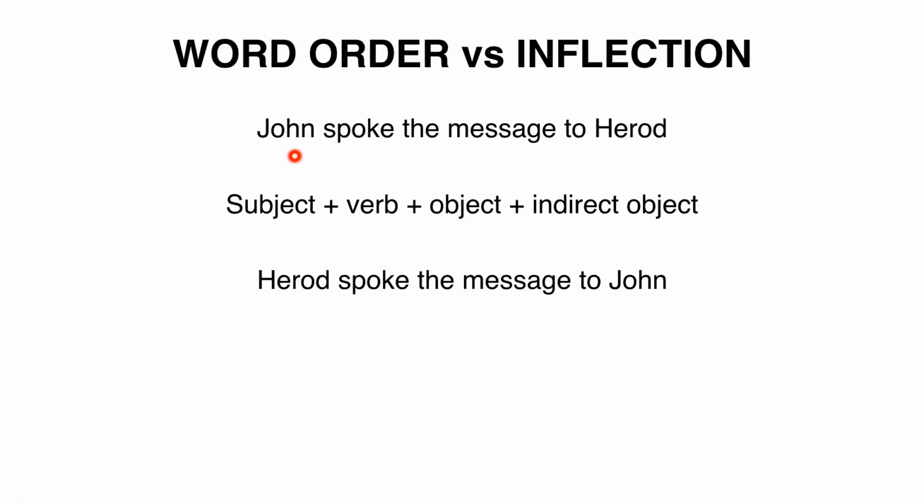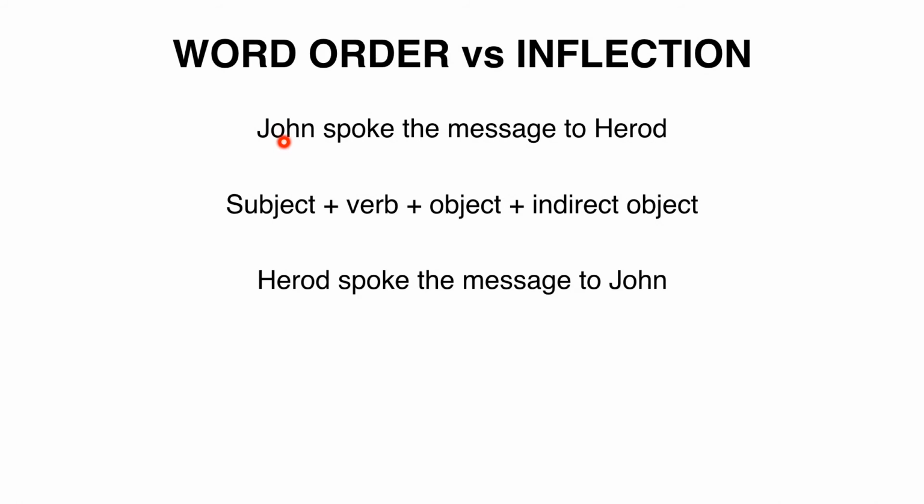Greek is dependent on what we call inflection. So that when you change the function of a word, so here John is the subject, and here Herod is the subject, when you change whether a word will be the subject or the object, the word itself changes in the way it's spelled. So that the ending of the word is altered. You can still recognize that it's the word for John or it's the word for Herod, but the ending will change, and that will indicate whether the noun is functioning as the subject, as the object, or as the indirect object.